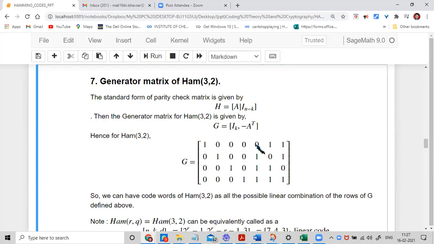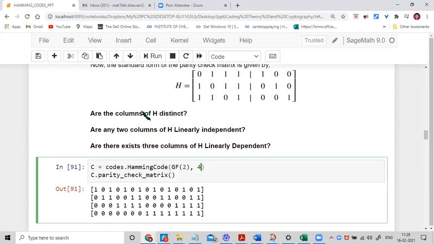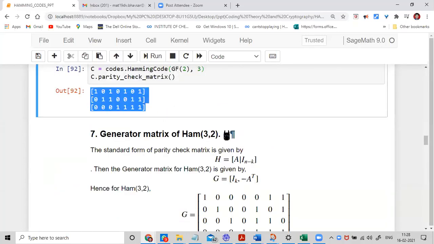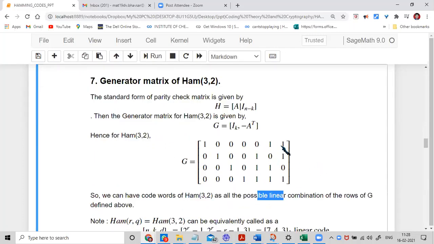So for the above code, if I do the standardization of this, I'm taking the A transpose, so it is this element, this blue thing here above. That is 0 1 1 1, 0 1 1 1, 0 1 1 1, and the value of k is 4 here, so this is the identity matrix of order 4.